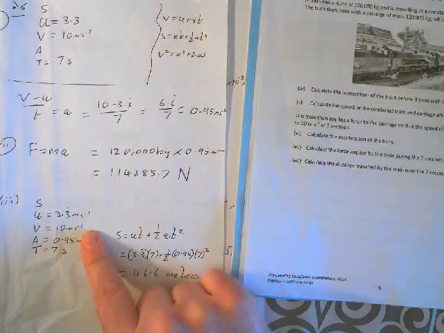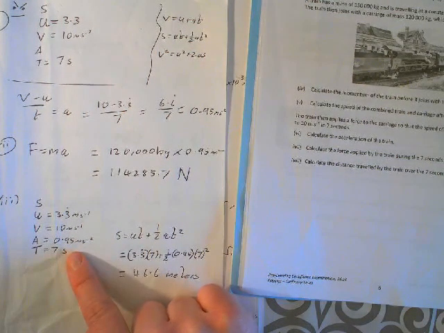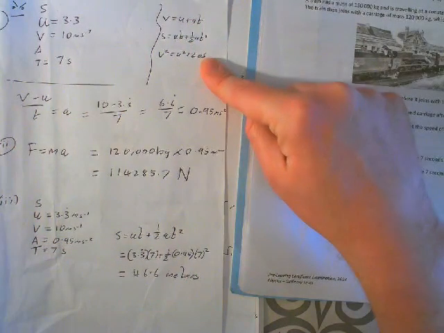Calculate the distance travelled by the train over the 7 seconds. Okay, so this is just straight up SUVAT. Write out what you know. Initial velocity 3.3, final is 10 meters per second. The acceleration was 0.95, and the time it took to do this was 7 seconds.